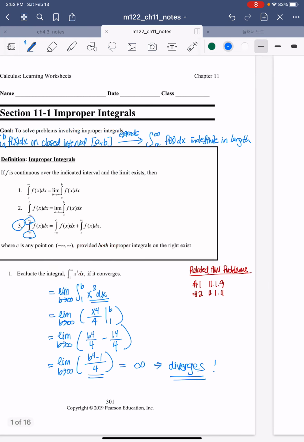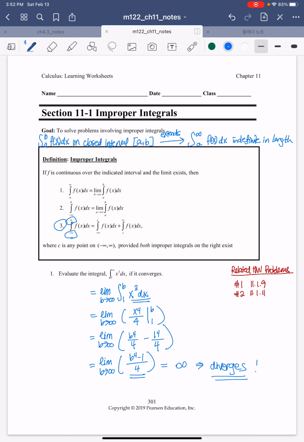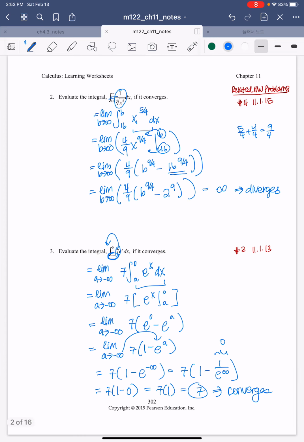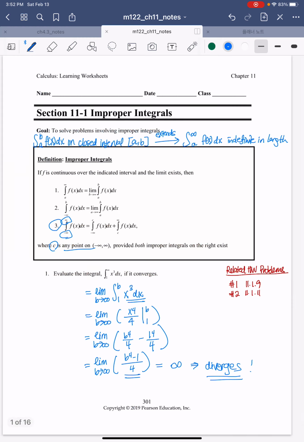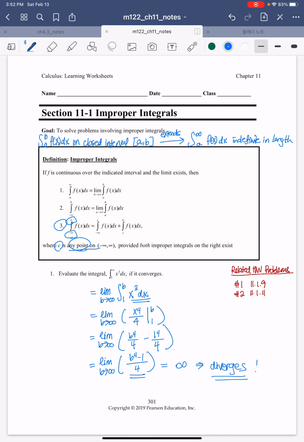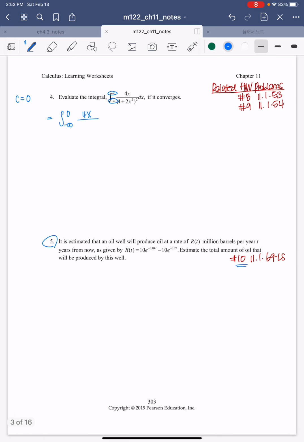So here, we can break down, we can pick C, and C can be any point. Okay, so I'm just going to pick 0 right in the middle. Negative infinity to 0, 0 to infinity. So you have negative infinity to 0 of 4x. So C in my case is 0. You don't have to use 0. C can be any point. So you can pick 1 if you like. You can pick 2 if you like. You can pick negative 5 if you like. I just like 0 because it's simple. So that's why I decided to use 0.